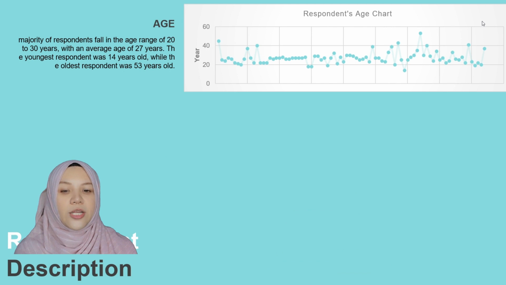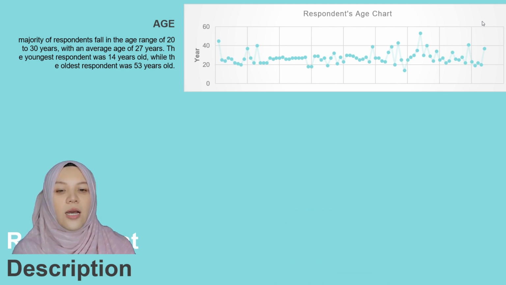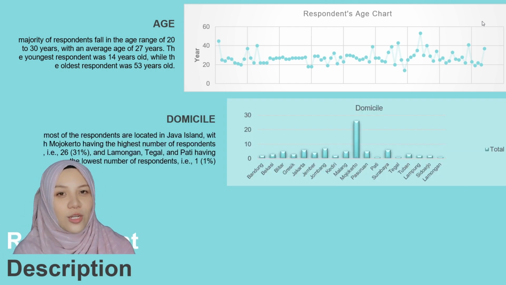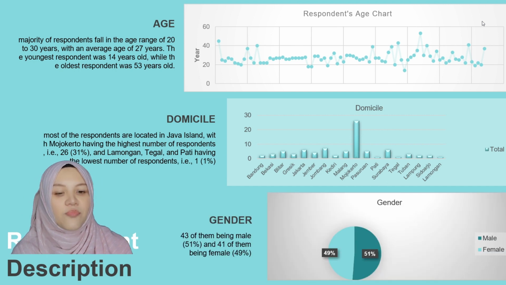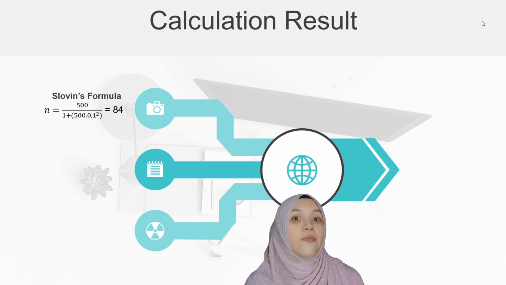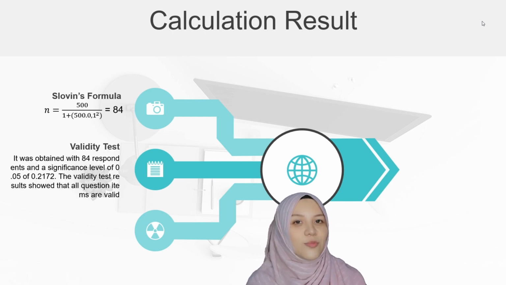And this is the discussion and result. So we got the age of respondents between 20 and 30, with an average of 27, and the oldest respondent was 53 years old. The domicile is mostly in Mojokerto, because this is the Mojokerto website, and the gender is almost equal between male and female. For the calculation, because the population is large, around 500, we used Slovin's formula with an error rate of 10%. So we got 84 respondents.